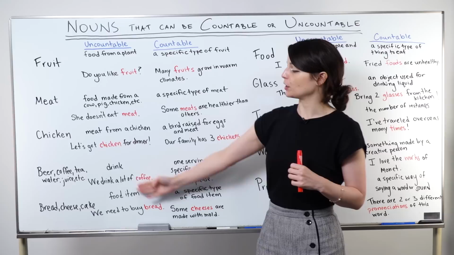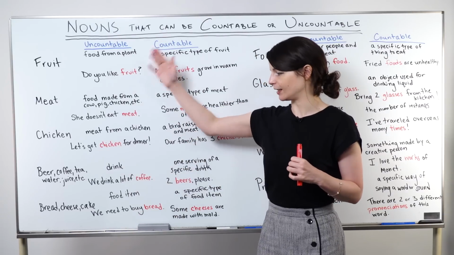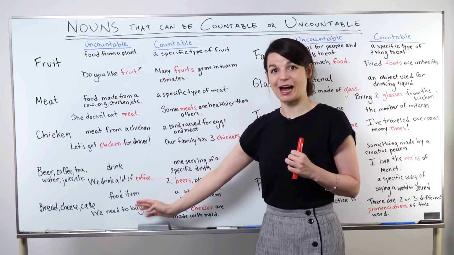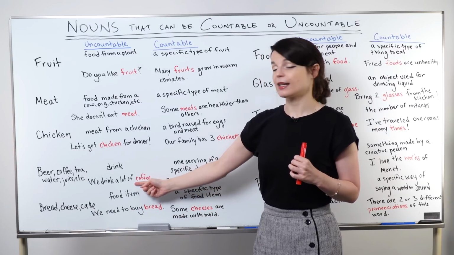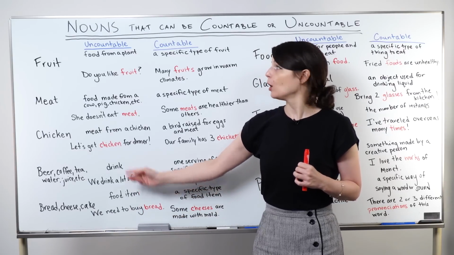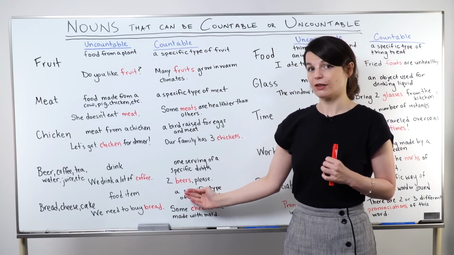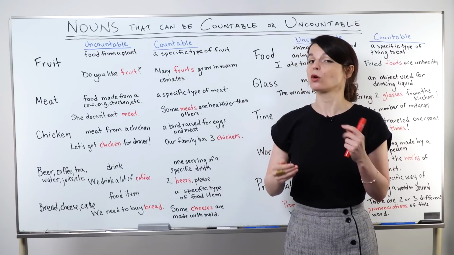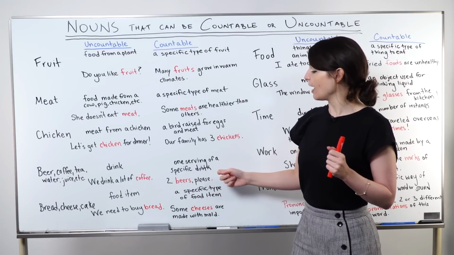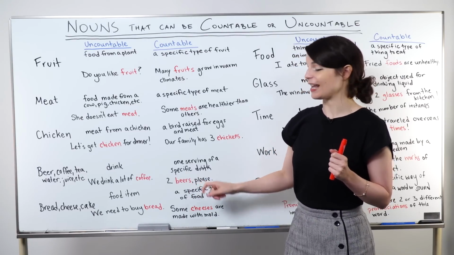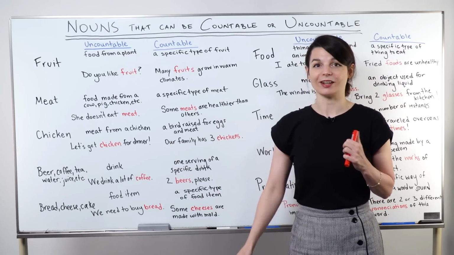So when you're speaking generally about likes or dislikes or your habits perhaps, you can use it as an uncountable noun. When you're ordering something at a restaurant or you're talking about quantity, you can use it as a countable noun. So just add an S to the end of the noun here.